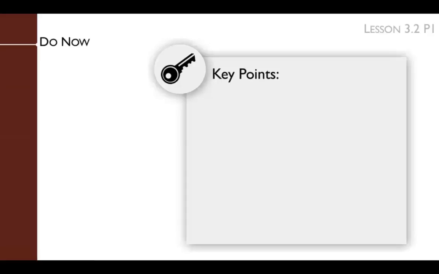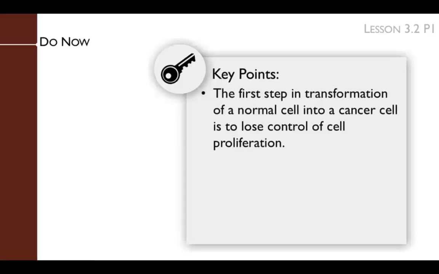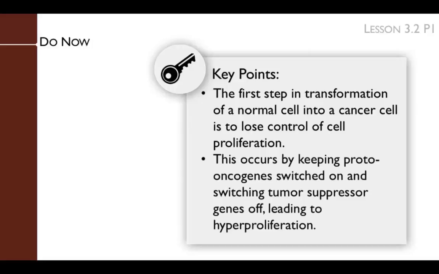The key points of the do now are that the first step in transformation of a normal cell into a cancer cell is to lose control of cell proliferation. This occurs by keeping proto-oncogenes switched on and switching tumor suppressor genes off, leading to hyperproliferation.